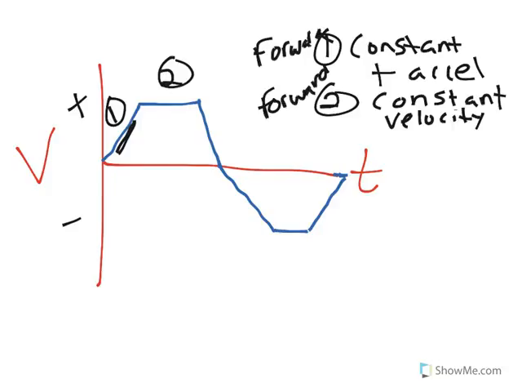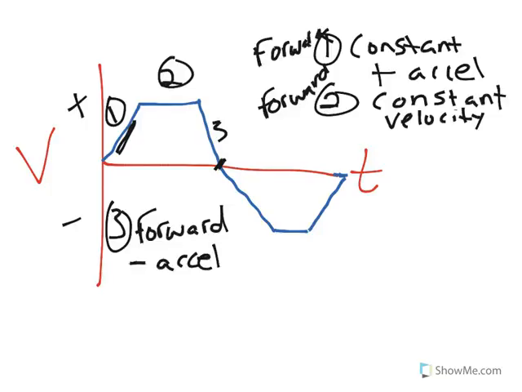Okay, what about this third section here? We're going to stop this third section right here. What's happening in the third section? Well, in that third section, the velocity is still positive, which means that it's still moving forward. As long as the velocity is positive, it's moving forward, but you should note that the velocity is now going back down towards zero. So this means it is undergoing a negative acceleration, and it's coming back down towards zero.